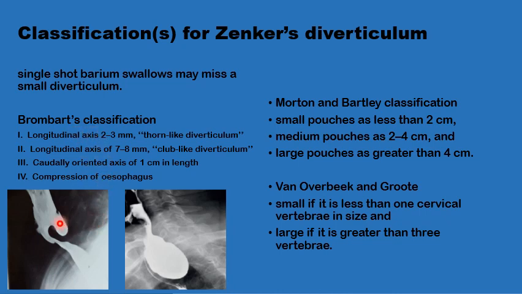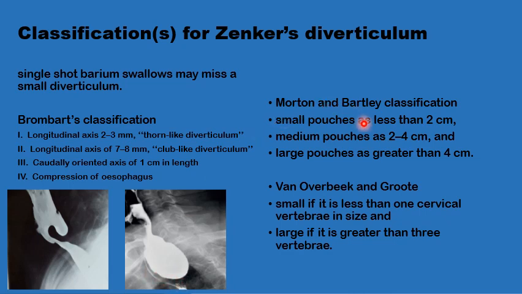If the longitudinal axis is less than 3 millimeters, the pouch would be like a thorn, that's stage 1. If it is between 7 and 8 millimeters, when the pouch is like a club, this will be stage 2. If the pouch longitudinal axis is more than 10 millimeters, 1 centimeter, then this is stage 3, and stage 4 would be if the pouch compresses the esophagus.